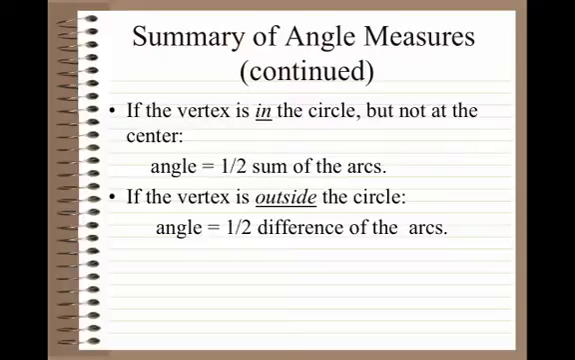It's either in the circle at the center, or just plain in the circle, like a chord angle, on the circle, or outside the circle. And then, once you know where the vertex is, you can recognize the different formulas for finding the measure.